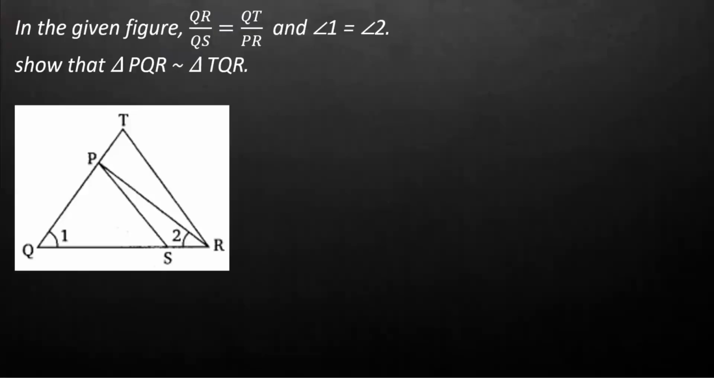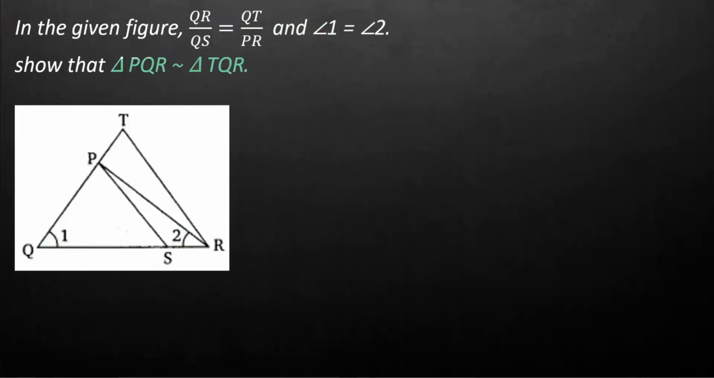Here in this question, you can see a figure in which the ratio of some sides are given, and angle 1 is equal to angle 2. As you can see in the figure, this is angle 1 and this angle 2 is equal. And what we have to prove here is that the triangle PQR is similar to TQR.